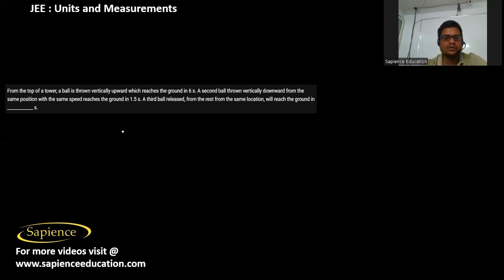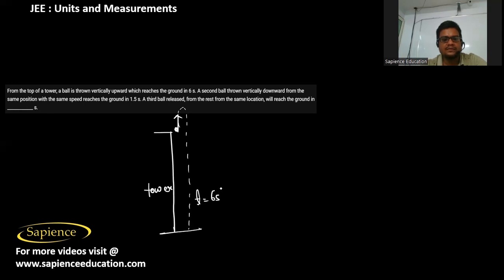Here it is told that from the top of a tower, a ball is thrown vertically upwards, which reaches the ground in 6 seconds. So the time of flight is 6 seconds. A second ball thrown vertically downward from the same position with the same speed reaches the ground in 1.5 seconds.